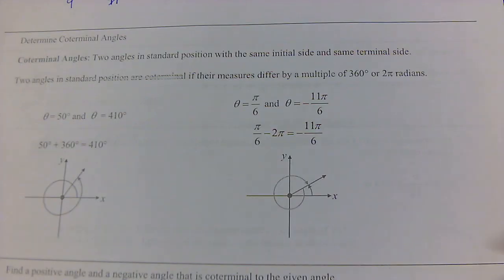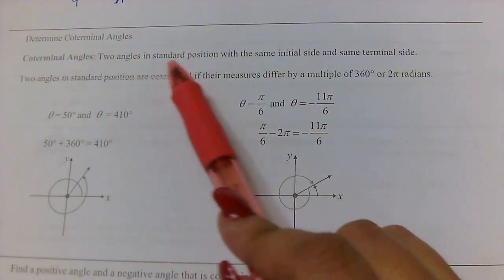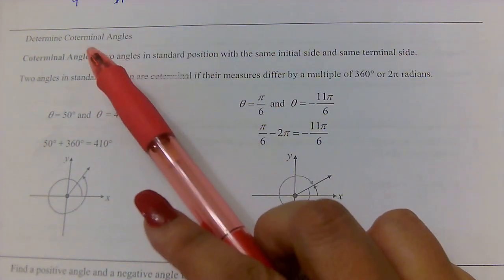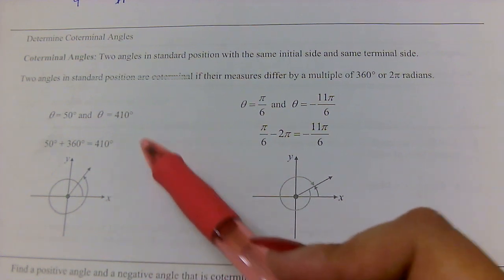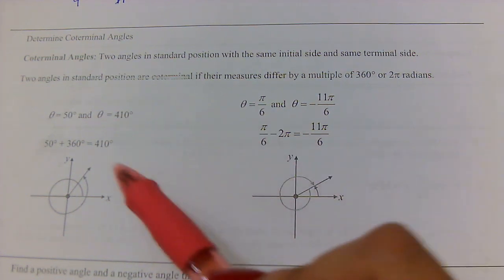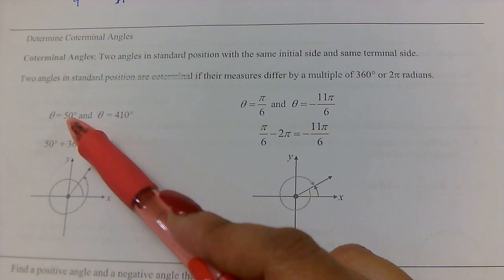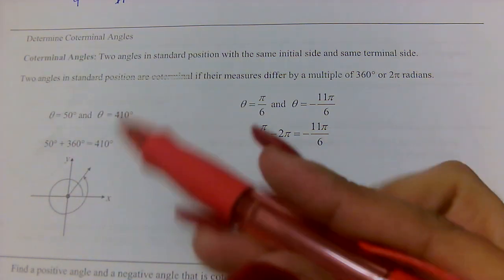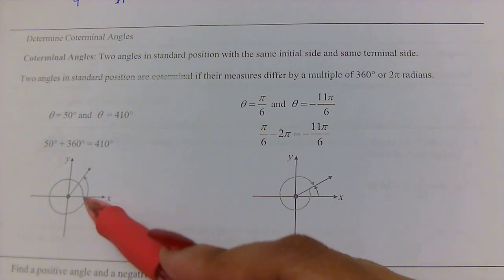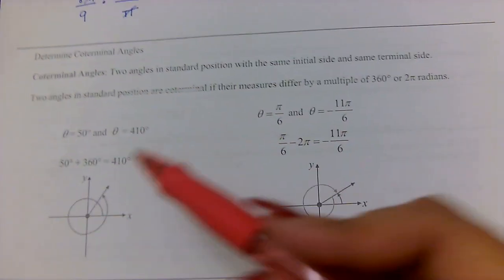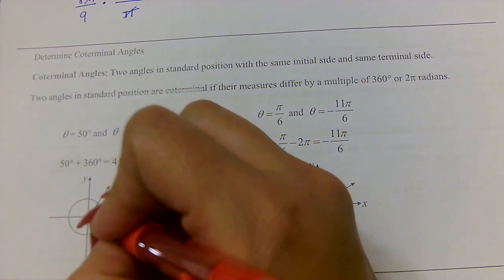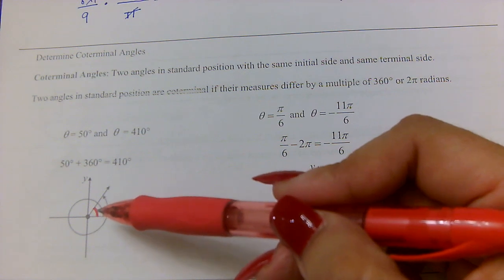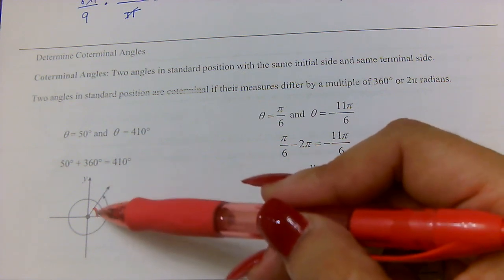Okay, so this is the part that I was actually mentioning earlier. 2 angles in standard position with the same initial side and the same terminal side. Those are coterminal angles. So if you look here on this section, you can see angle 50 and angle 410. If I'm looking from this part here to this part here, just this angle right here, that is going to be 50 degrees. It's more than 0, but less than 90, so it's going to be here.